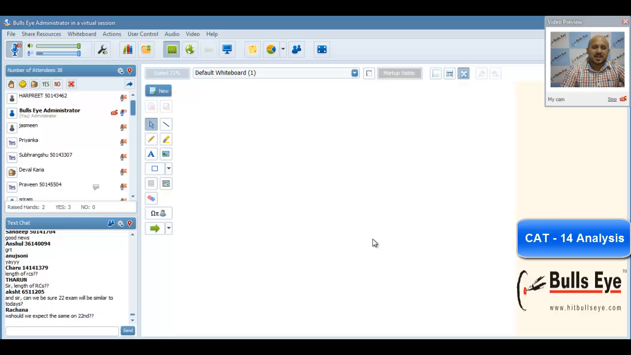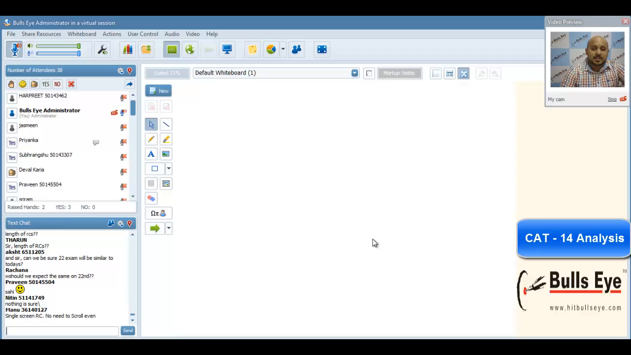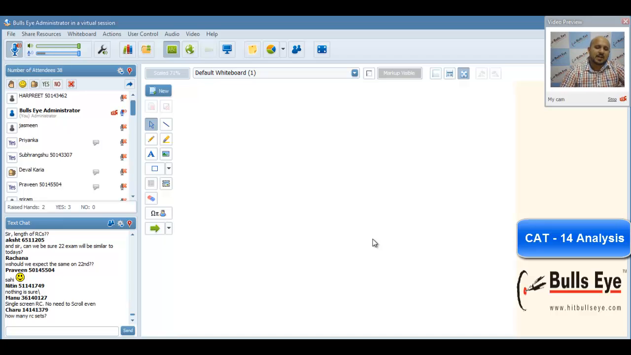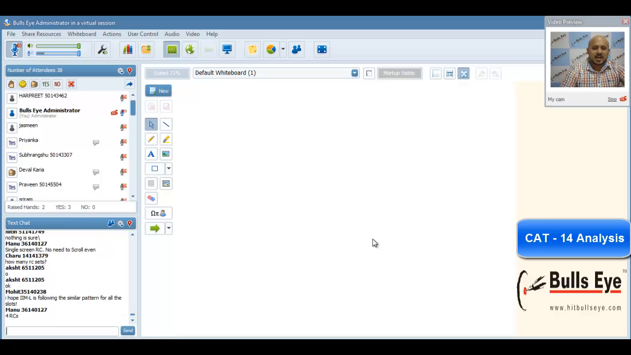Akshat, see, it's very difficult to say would it be the same. I hope it is. The first two slots were consistent. So based on that, I can extrapolate that you would have something similar in the next paper as well. But let's keep our fingers crossed. I won't hazard a guess here. 4 RC sets, 4 questions each. I will not be able to say whether the pattern would remain exactly the same. Obviously, guys, I don't have that kind of inside information.